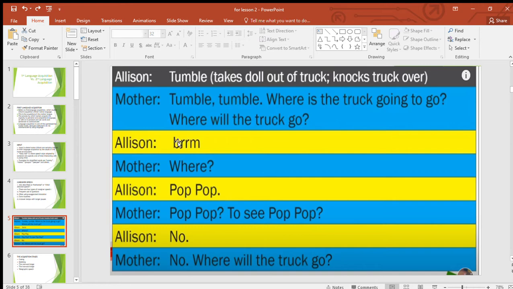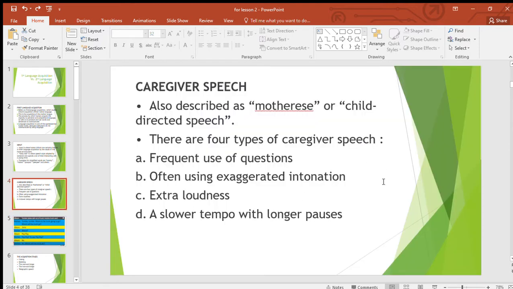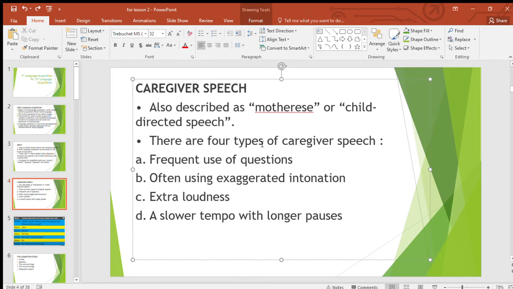Allison replies, "Broom." Again, frequent use of questions. The mother says, "Where?" Allison's reply, "Pop up." Mother asks a pop up question to see a pop up question. And then again, Allison's reply, "No." Again, frequent use of questions. Mother will say, "No. Where will the truck go?" So as you can see, it is maybe not the four types, but the four ways of caregiver speech.